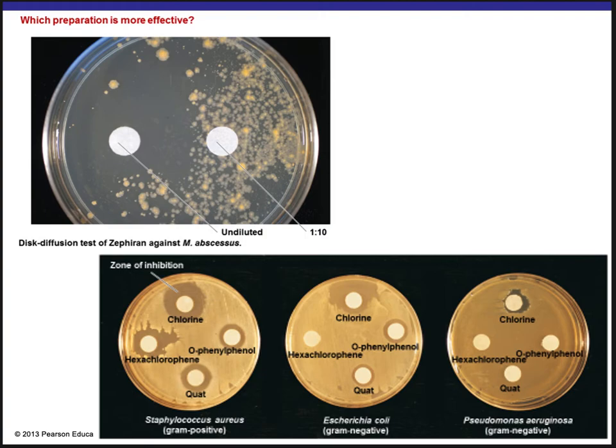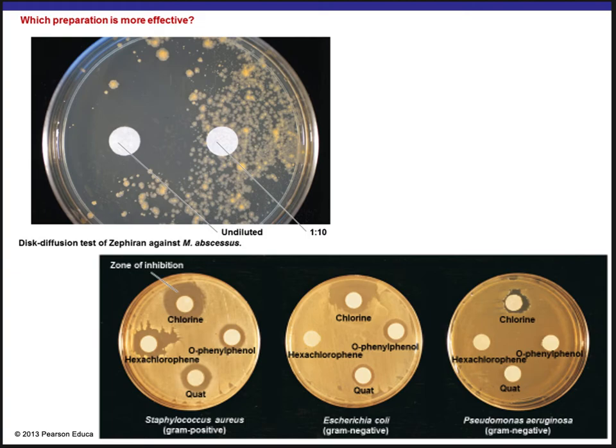Okay, so we have this method called the disc diffusion method, where these small discs are soaked in a disinfectant and placed on top of a lawn of bacteria. And then we look to see, does it kill, or really all we can see is it creating what we call a zone of inhibition, where bacteria are no longer growing in the presence of that.